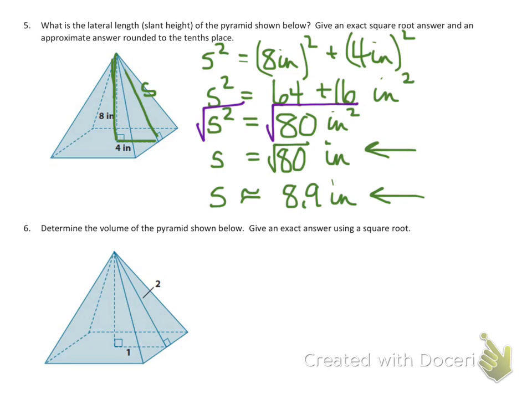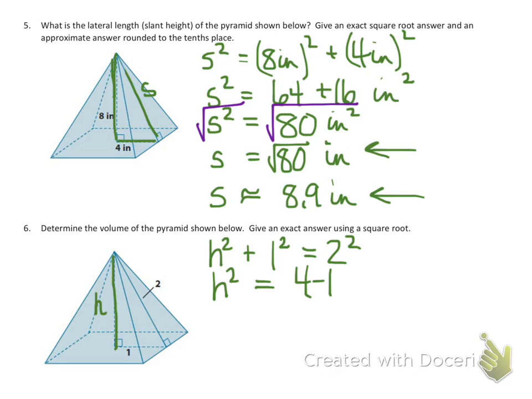All right, determine the volume of the pyramid shown below. So to find the volume of the pyramid, we need the height. So we can see that the height squared plus 1 squared, the two legs of this right triangle here, is going to equal this slant height squared. Sometimes when you're using the Pythagorean theorem in 3 dimensions, it can get a little bit confusing, so just take your time. So the height squared, I'm going to subtract 1 from both sides, is equal to 2 squared, which is 4, minus 1, which is 3. So h squared is 3. H, or the height, is the square root of 3.